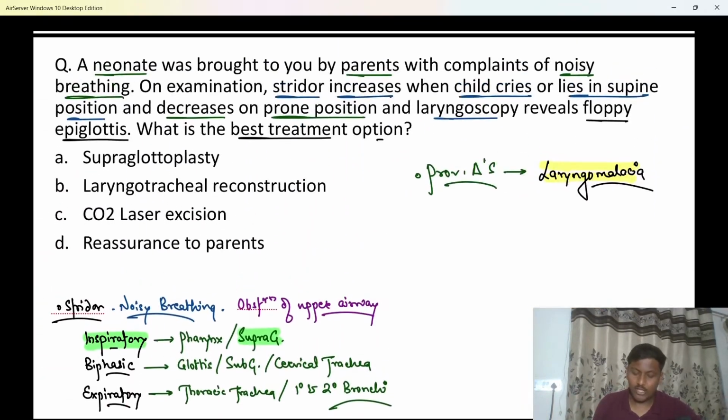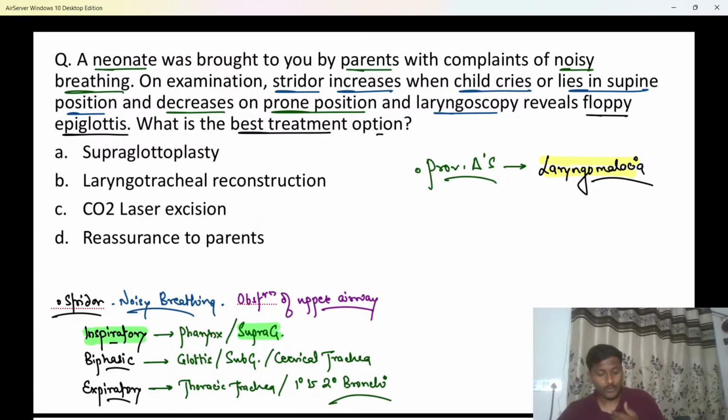Now coming back to the question, answer it now. What will you do in this child? Both options are there: one is supraglottoplasty, second is reassurance to parents. Laryngotracheal reconstruction is usually done where there is narrowing of the larynx. A narrow larynx is called subglottic stenosis. So in cases of subglottic stenosis, we go for laryngotracheal reconstruction.